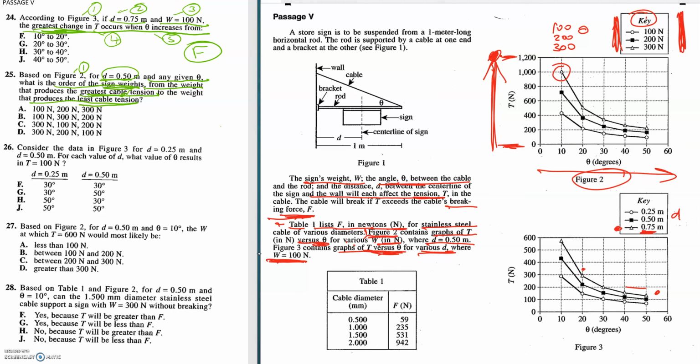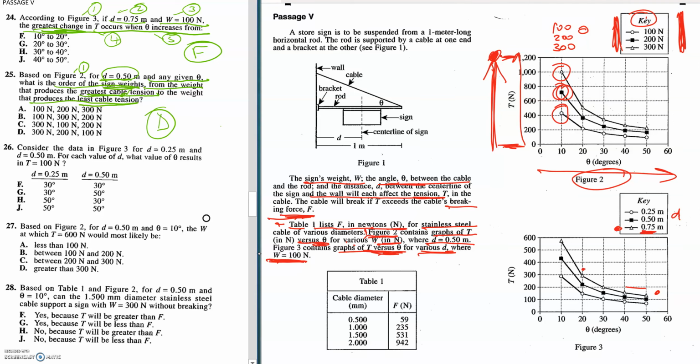The next one that produces the next highest tension, because again tension runs up here, so the next highest one is the black square, and then the least one is the white circle. So the black square is 200 and the white circle is 100, so it goes 300, 200, 100, and that's D.